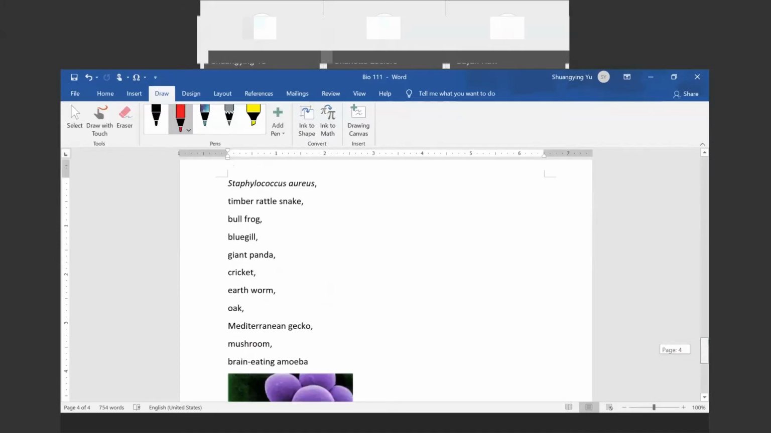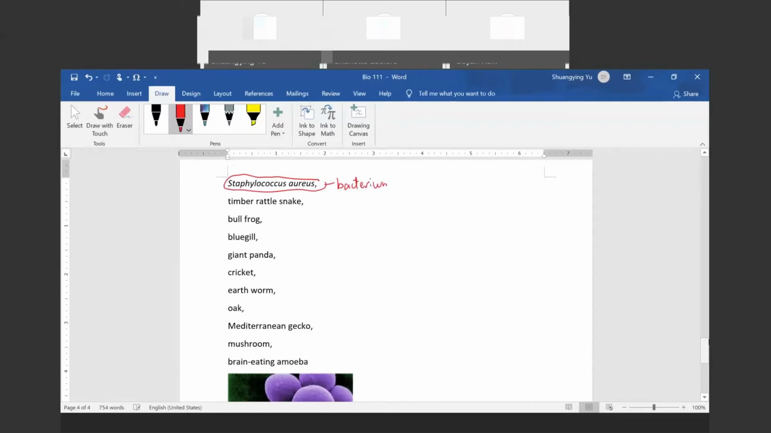Anything? A mushroom? Bluegill? That's a fish. Charlotte, you were so close. And Ryan, that's a good guess too. Bluegill. It's kind of blue, purplish. It's this type of bacteria. This is a bacteria.